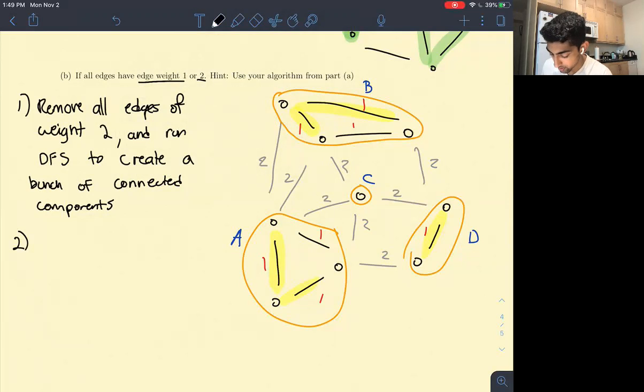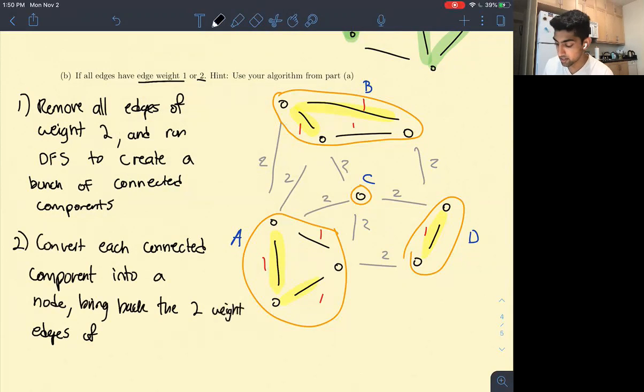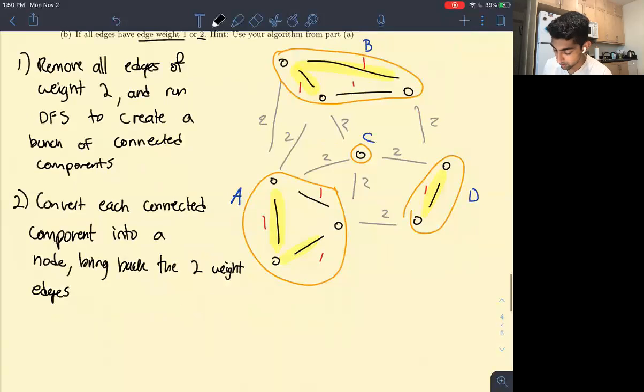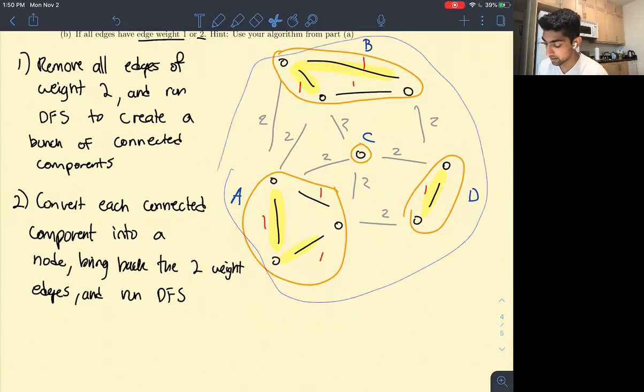Okay, so convert each connected component into a node, bring back the edges, the 2 weight edges, and run DFS. And truthfully, the solution does a better job of explaining this than I, but I will do a good job with this example to explain what's actually happening.